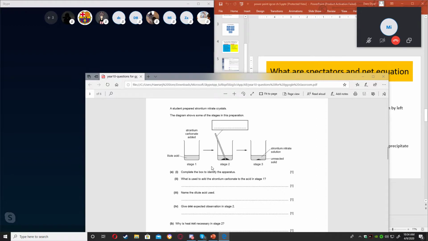Spatula. Yes. Combustion spoon? No, we call it spatula, Ara. We don't use that. Later I will tell you why. Yes, spatula. Miss, how do you spell it? S-P-A-T-U-L-A. Spatula. Okay.